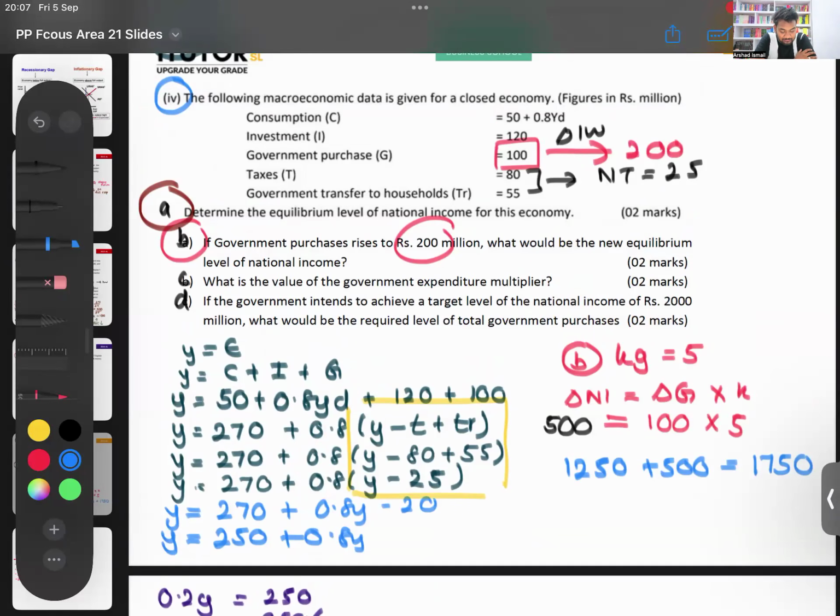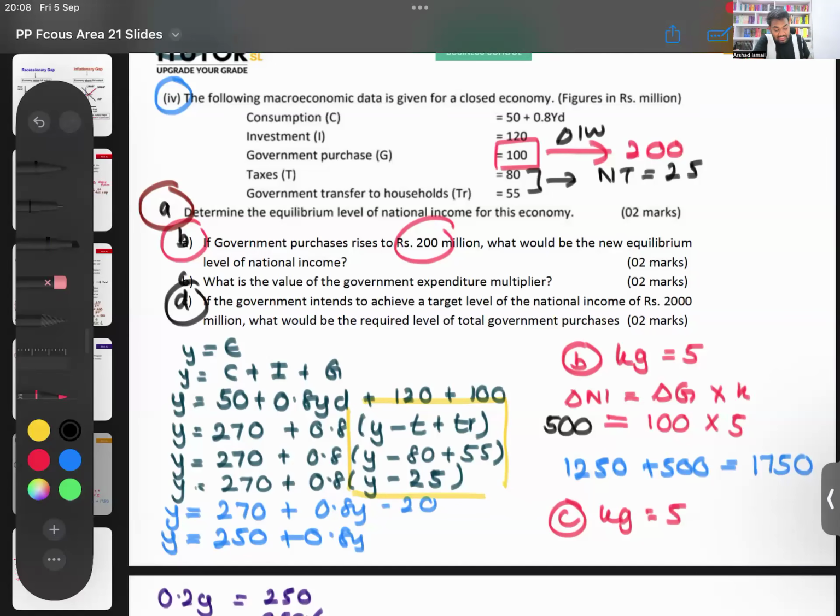Part C is asking, what is the value of the government expenditure multiplier? So actually in part B, they are not even expecting you to use the multiplier. That's why in part C, they're asking for the multiplier. So how much is the multiplier? Your multiplier is 5 times, that is done.